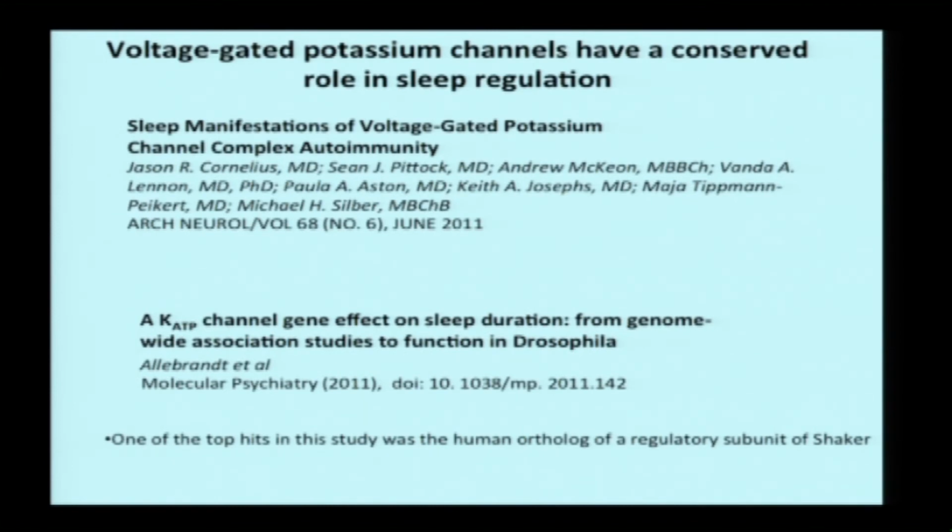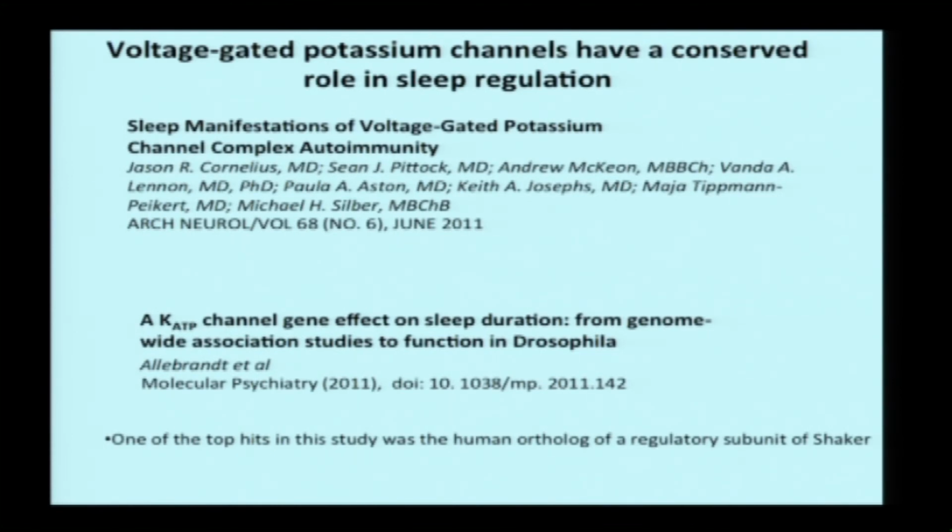Most commonly, one is Morvan syndrome, where these people have neurological symptoms and, in addition, significant insomnia. And it turns out that they have autoantibodies to voltage-gated potassium channels.